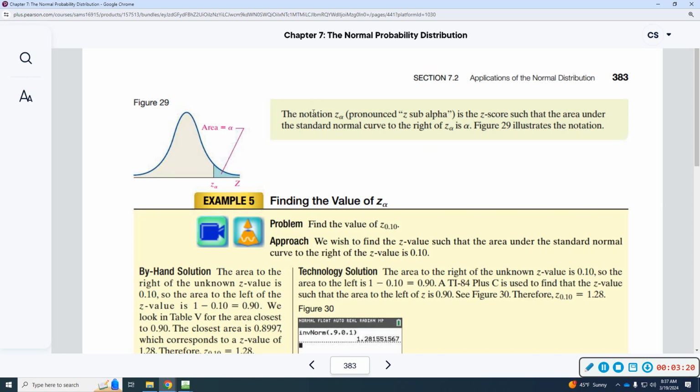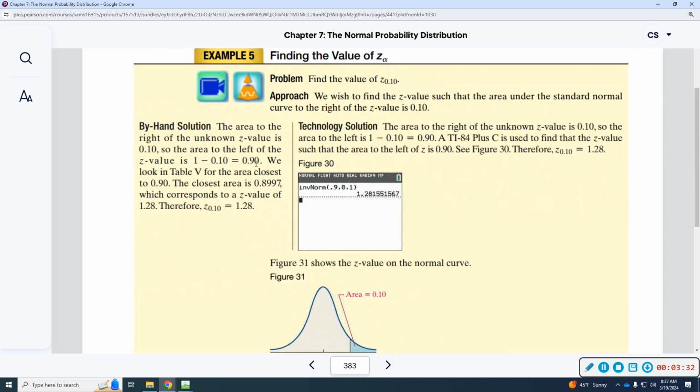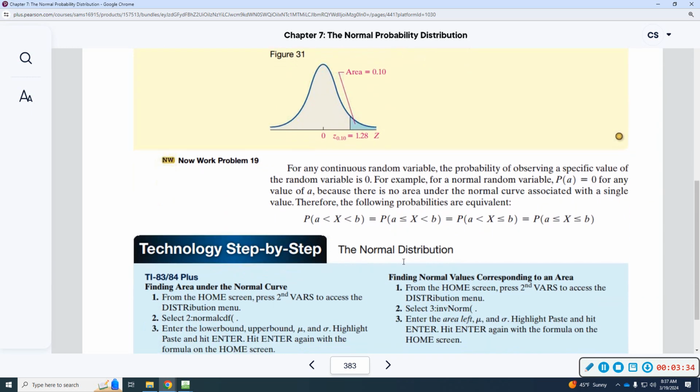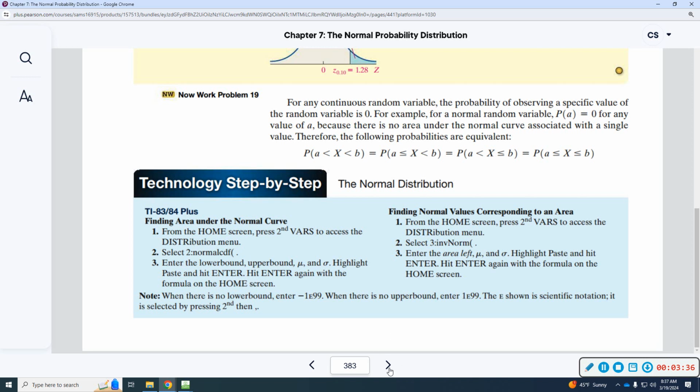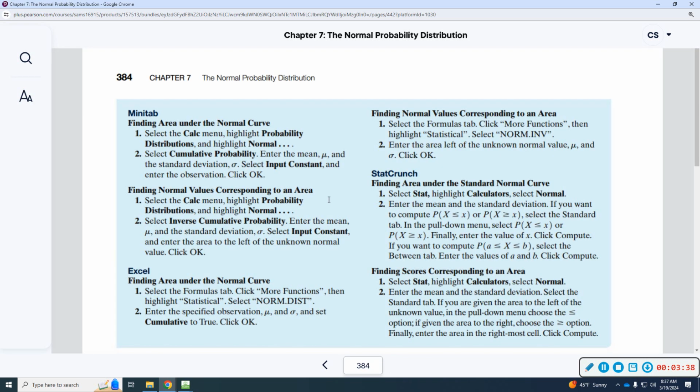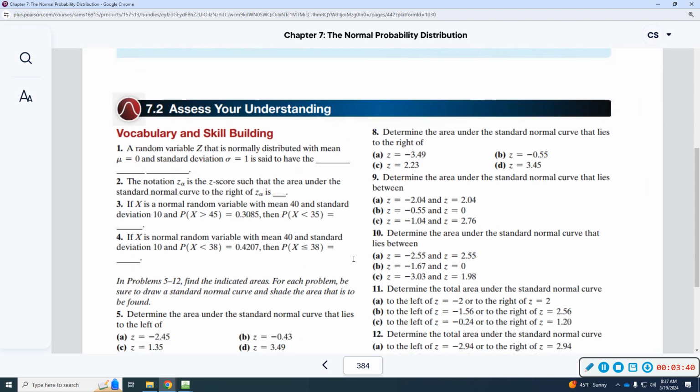The next important thing is the notation z sub alpha, which you'll see in the section. Z sub alpha is telling you the area under the curve to the right. So this is what that is, and so we'll look at how to solve that. And then this is how to find it with a calculator.